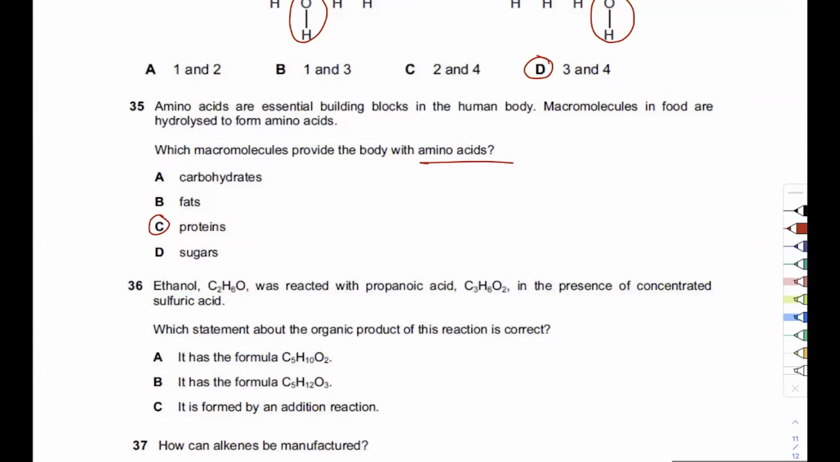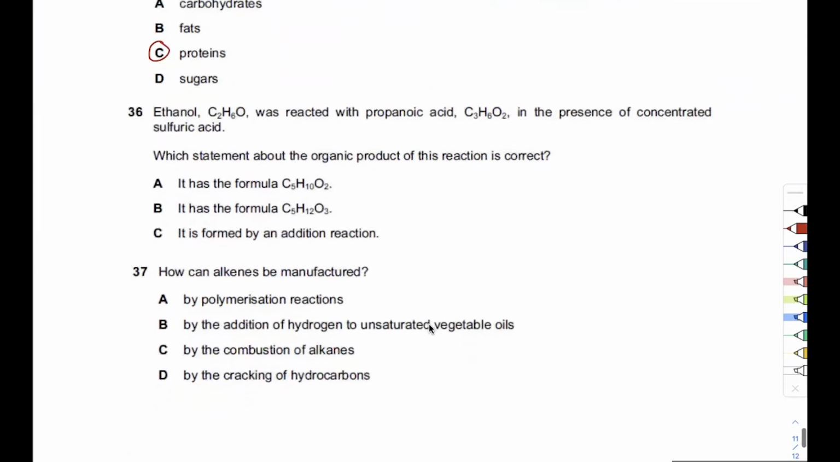Carbohydrates are made from simple sugars. Fats are made from fatty acids and glycerol. So, yep, that's it. And D is not a polymer. Sugars can be disaccharides or monosaccharides, but they're not polysaccharides. So, sugar is not a polymer on its own. Okay, 35 is done. Let's move on.